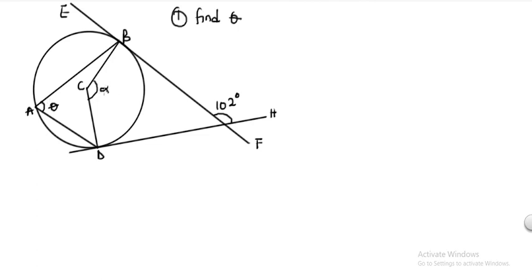Since we cannot know angle alpha at the moment, we are given 102 degrees. So how can we work from 102 degrees? When you have tangents linked to a circle from a point, it simply means that the length of this tangent here is equal to the length of this tangent here.